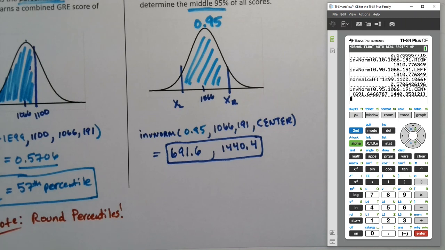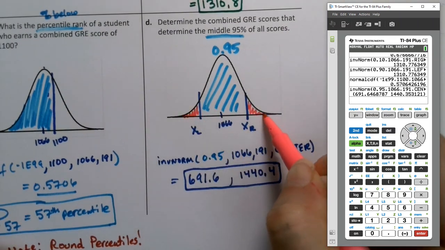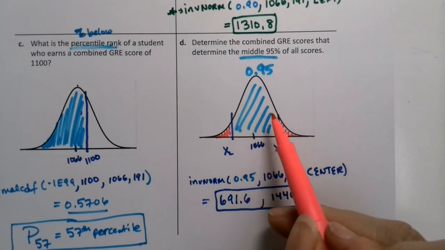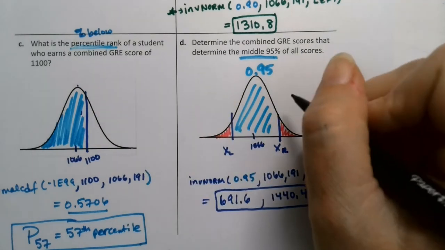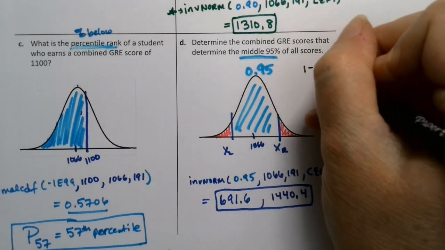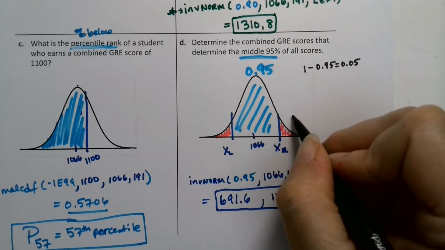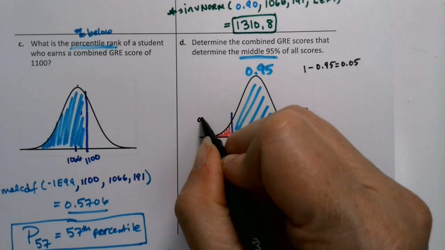Okay, now what if you have an old calculator? What are you stuck doing? Well, you have to find each of these tails on its own. All right. So the middle is 95. The whole thing is 100%. So if we take 1 and we take away 0.95, we have 0.05. So what you're going to do is take 0.05 and split it in half for both of these things.